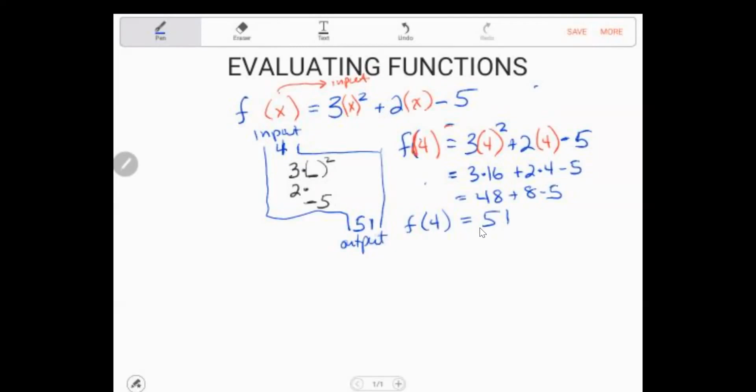Hopefully that's an idea about how to do evaluating functions. And now we're going to go on to an idea which is very similar to this, but which has an input into this function which is another function.